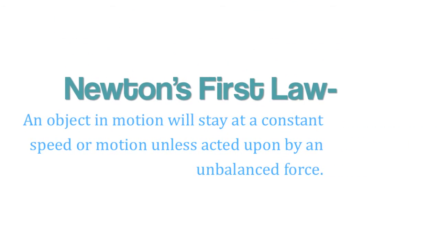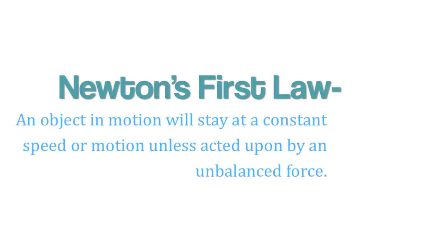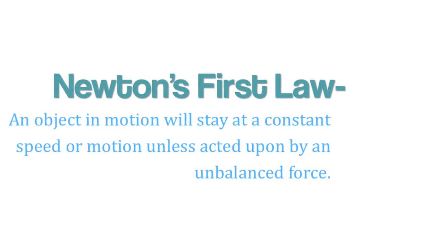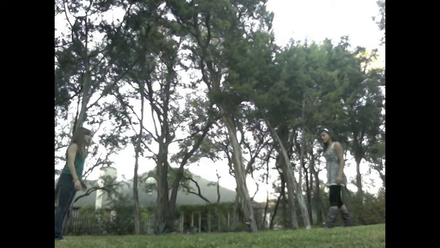Newton's first law: an object in motion will stay at a constant speed or motion unless acted upon by an unbalanced force. This clip shows both Iris and I in motion until we hit each other, causing an unbalanced force.